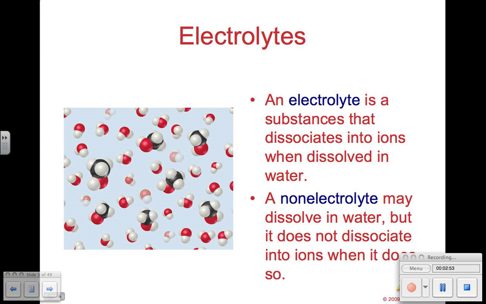So the example here, what is that? That's CH4O. So that's methanol there. So methanol dissolved in water. Methanol does not dissociate. You don't get ions present. So if you were to run an electric current through that solution, nothing would be electrocuted. It would all just run like normal.